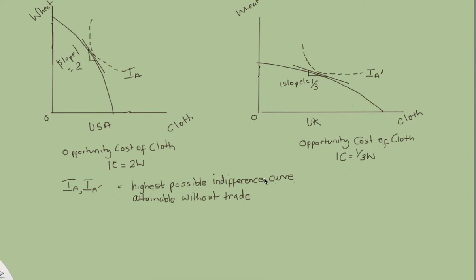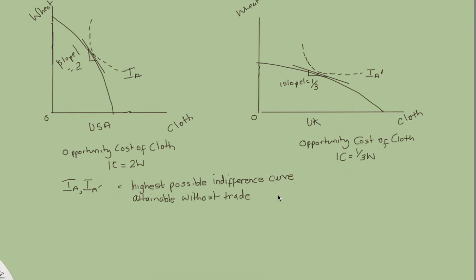Alright, so in the last video we talked about the reason why we might live in an increasing cost world, and if you remember, the explanation was specialized factors, that perhaps each country has factors that are specialized in either wheat or cloth production, so that as we increase production of one of the goods, the opportunity cost of that good will rise, and that has interesting implications for how much specialization occurs.